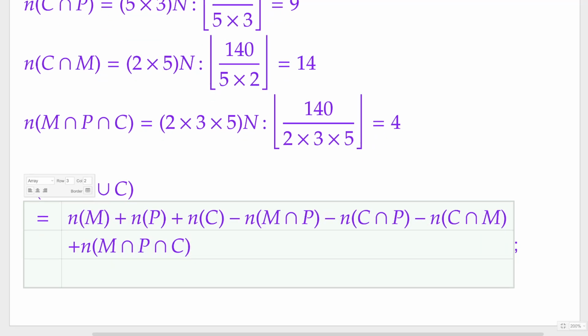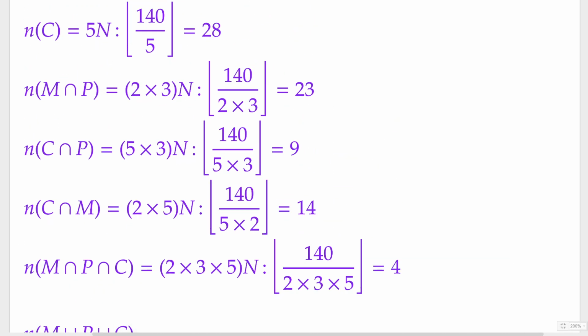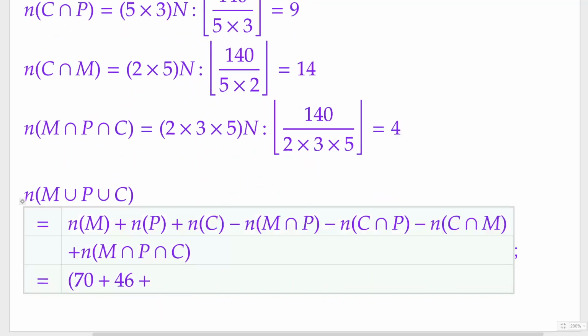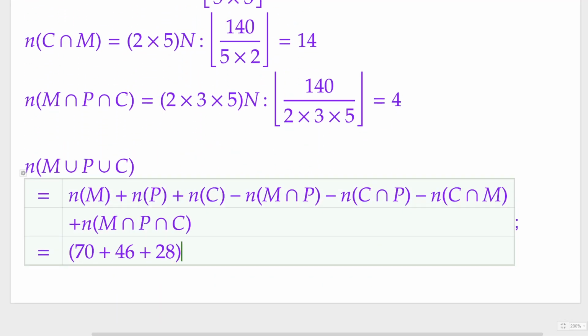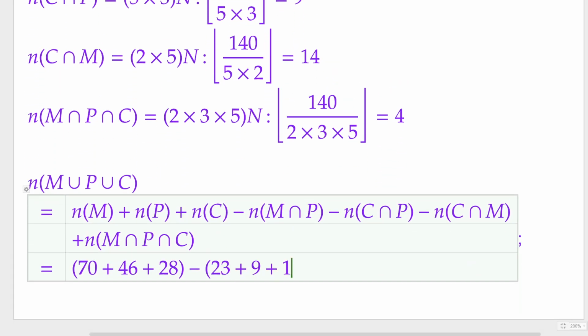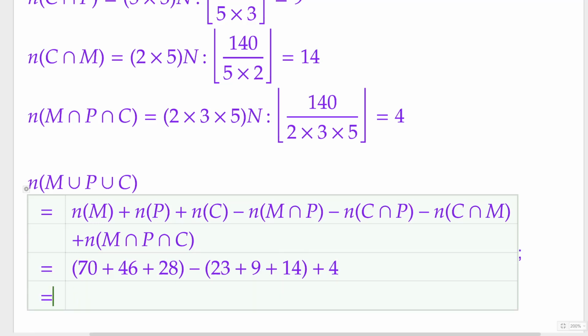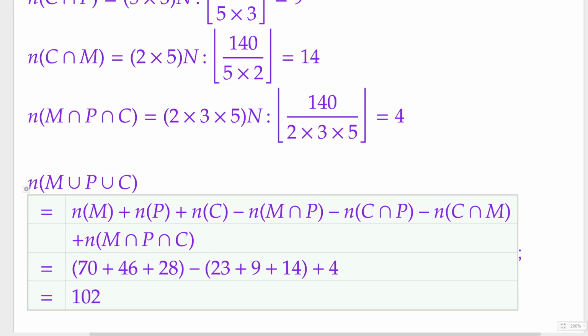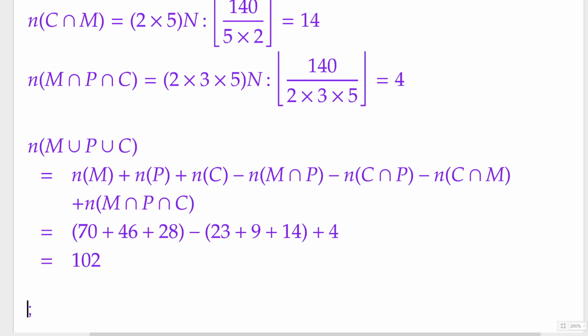In the next line, for M we have computed 70, plus 46, plus 28, minus 23, plus 9, plus 14, and plus 4. If I plug in the values and calculate, this comes out to be 102. Now we have the number of elements present in M union P union C.